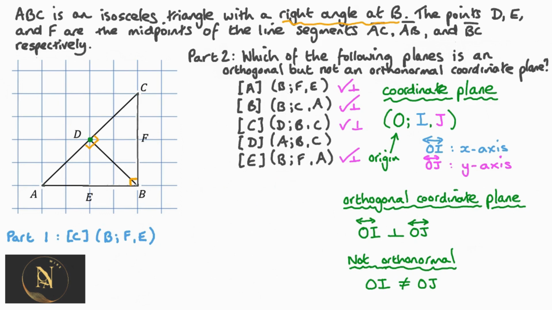Now considering option D, we see that the origin is the point A. With axes AB and AC, we know that the angle between them cannot be 90 degrees. And so in this case we can eliminate option D. So we still have options A, B, C and E to consider.